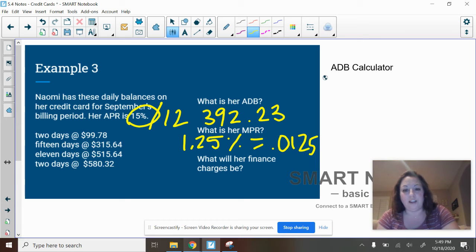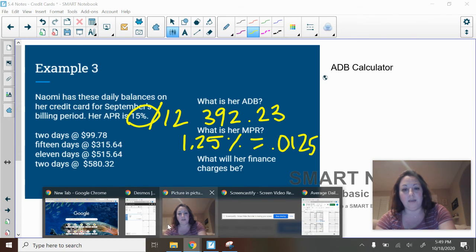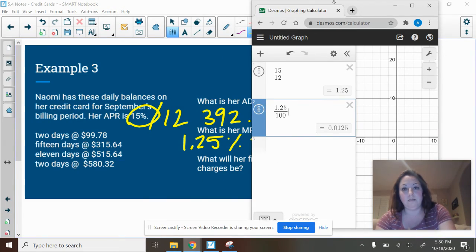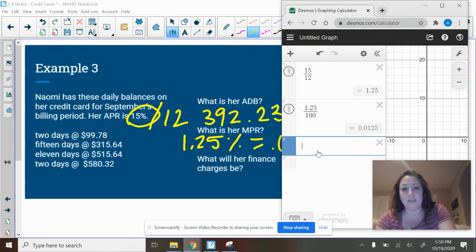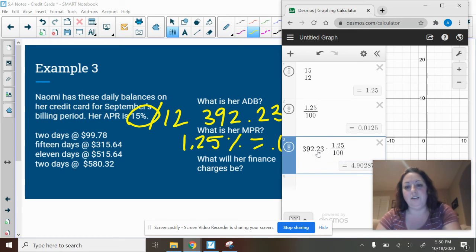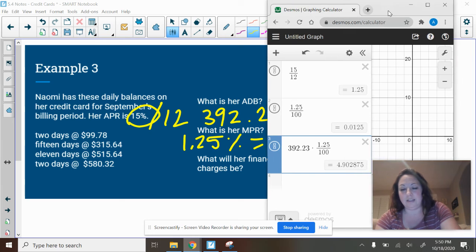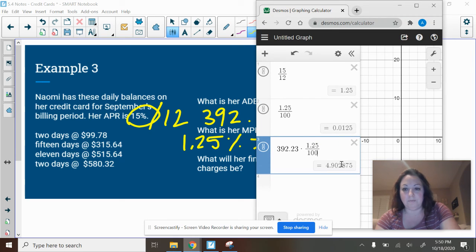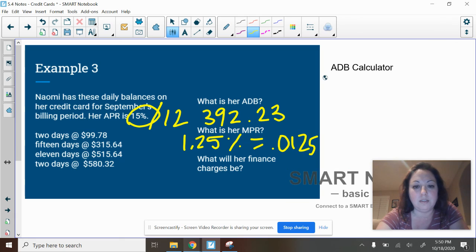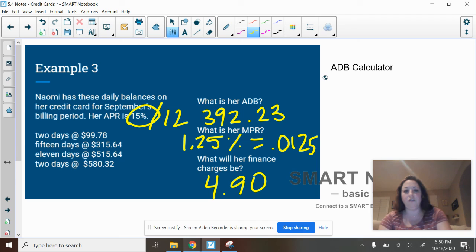Okay, what are her finance charges going to be? We're going to take average daily balance and multiply that with that monthly percentage rate. So I'm going to go ahead and take my 392.23 and multiply it with 1.25 out of 100. And I can see that my interest for this month is going to be $4.90 when I round it. That 2 is just going to round off. Okay. And that is all I have to do on this one.